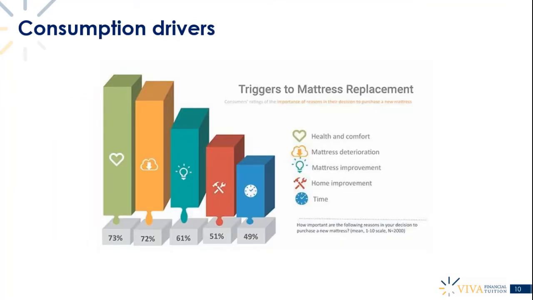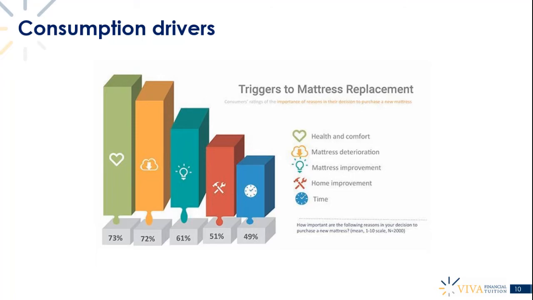When it comes to triggers to replace an existing mattress, you can see here we have an interesting breakdown as well. Health and comfort are brought together here to comprise 73%. 73% of people report that what triggers them to replace their current mattress are health and comfort concerns. Mattress deterioration, that is to say the deterioration of their current mattress, that's 72%, a very close second. Mattress improvement, the desire to improve the mattress that they're sleeping on. It doesn't really matter what the factors are, they just want a better mattress. That accounts for about 61%.